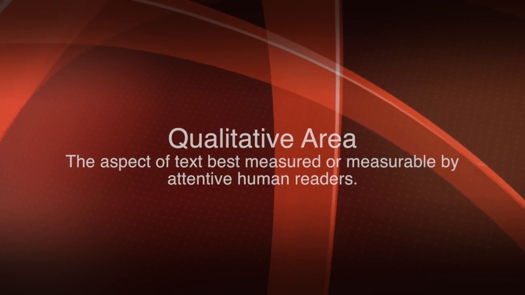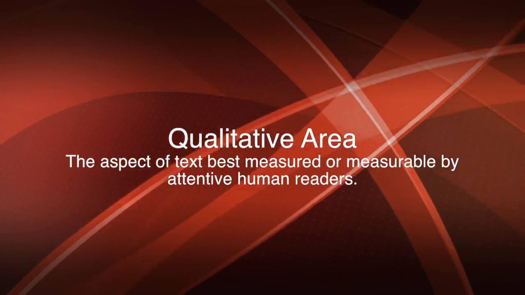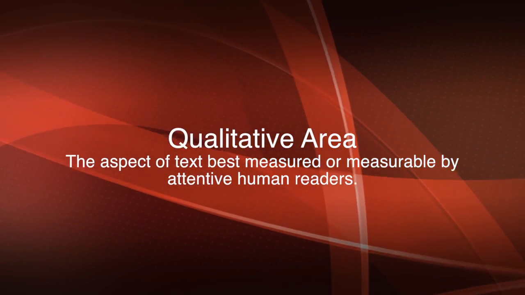The Common Core states that this is the aspect of text best measured or measurable by attentive human readers. These readers use levels of meaning or purpose, structure of the text, certain language conventions and clarity, and knowledge demands. What does this mean for the teacher in a class with 25 students? It seems like a difficult definition, but when we break it down, it really isn't as difficult as it seems.